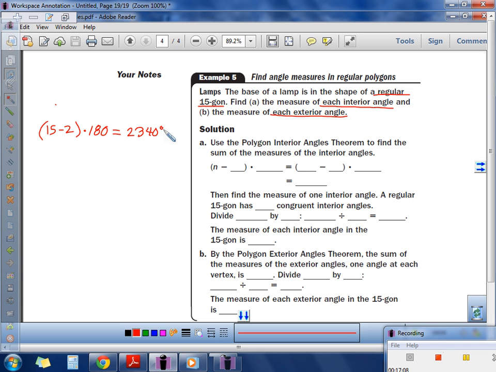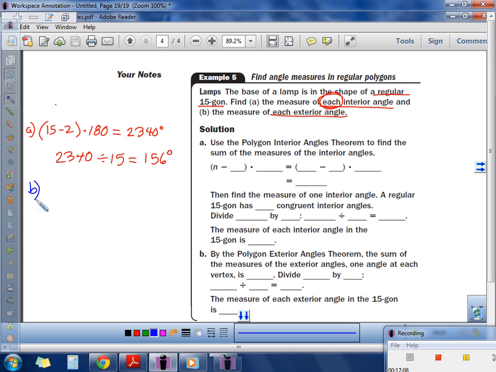However, I don't want the whole sum. I want each. That means I want only one. But it's a regular shape. At the end, all you got to do is take that big sum, 2,340, and divide it by 15. Why do we divide it by 15? Because there are 15 angles inside. We only want one. They're all the same. Divide by 15, and you get 156. So there's part A. Done.